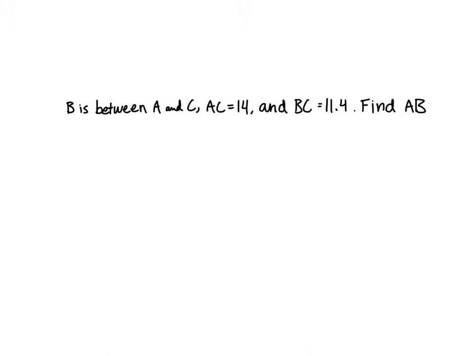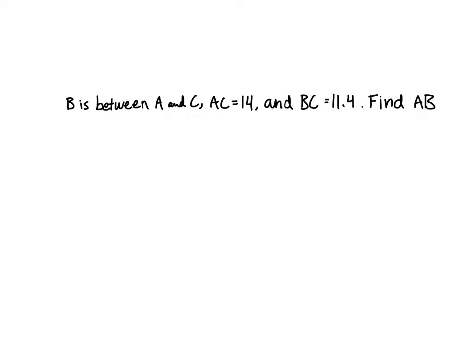B is between A and C. AC is 14 and BC is 11.4. Find AB. So what do we do first? Draw it out. Draw it out. If you get a question like this wrong on the test and don't draw it out, I'm going to be extremely upset. So it says B is between A and C, so it can be anywhere in between. We don't know if it's the midpoint, so we just put it anywhere in between.